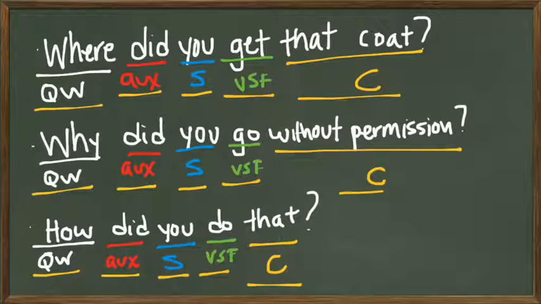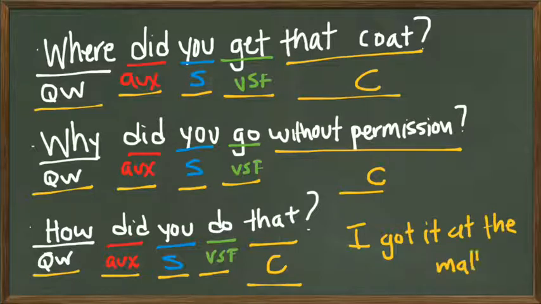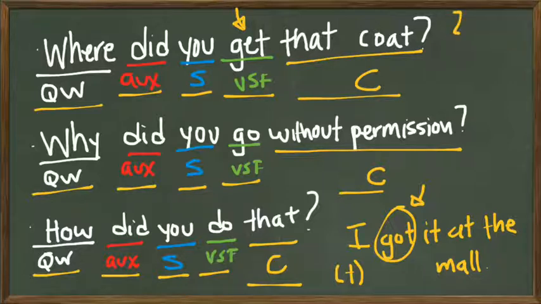And of course, the type of answers we would get from that. For example, where did you get that coat? You can say, I got it at the mall. Okay, and in this case the answer is affirmative, and as you can notice it changes from get to got, because the difference between being a question and now in the answer we have affirmative.